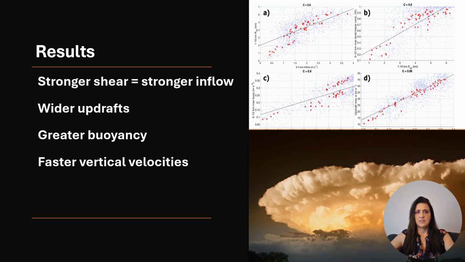Because of this, the storms maintained greater buoyancy and produced faster vertical velocities. These findings strongly supported the thermodynamic hypothesis because they showed how stronger wind shear indirectly strengthened supercell updrafts by improving storm structure and maintaining buoyancy.